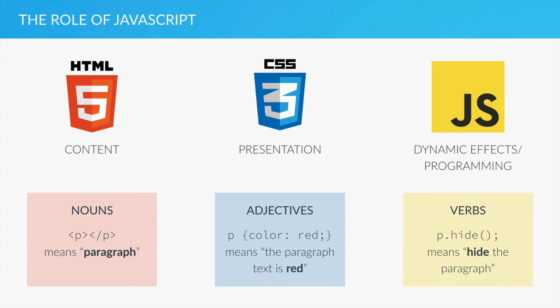Another way to easily visualize the role of each technology, we can put them in terms of nouns, adjectives, and verbs. And here, the HTML does the nouns, like saying that the P element is a paragraph. So paragraph is the noun. The CSS then is the adjective, because it describes the noun, like saying the paragraph text is red. So there's the adjective. And finally, JavaScript is the verb, like saying hide the paragraph. So we are doing something here, so we have a verb.